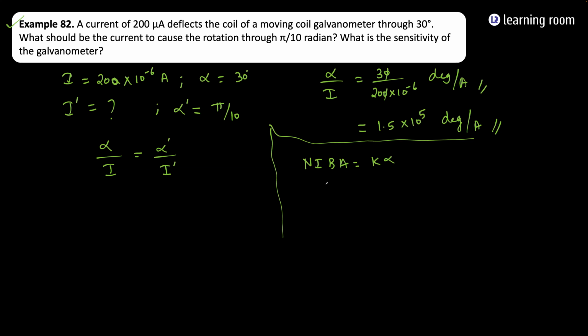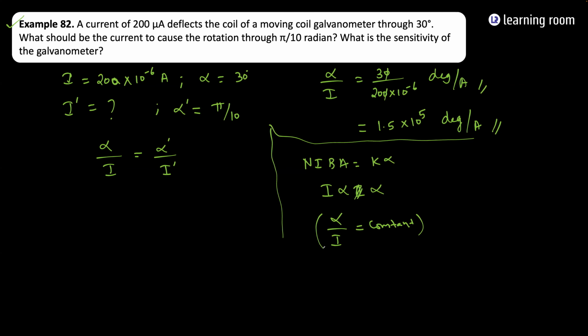From here, I can conclude I is directly proportional to alpha. I can say alpha divided by I is a constant. So alpha by I is nothing but current sensitivity. So that is the logic I used here. So you need not do this much. You need to understand that this is the background. Am I clear? So what is alpha by I?